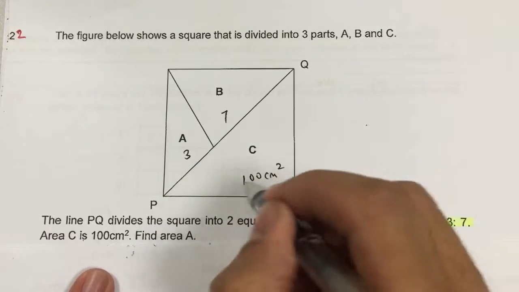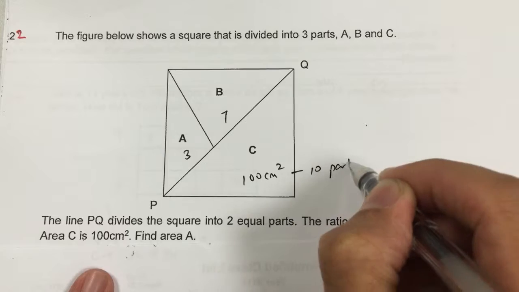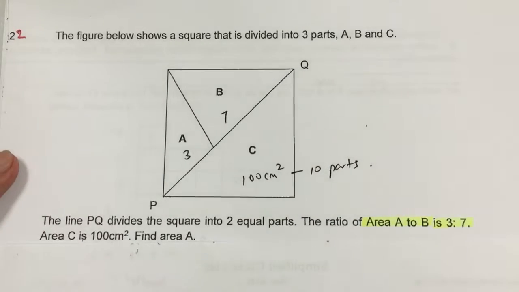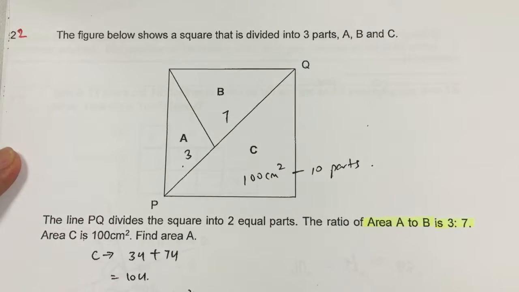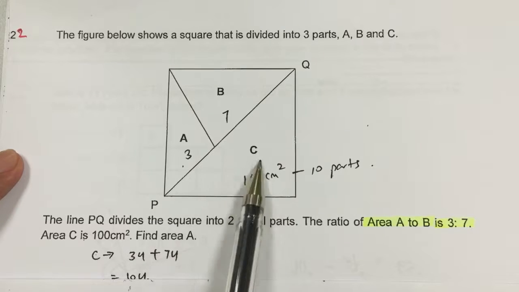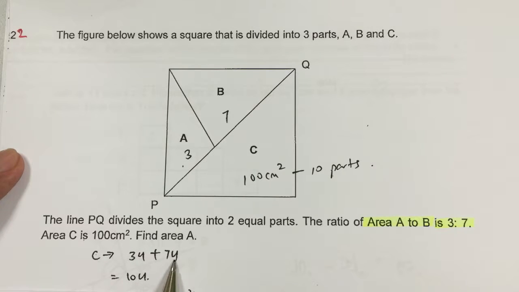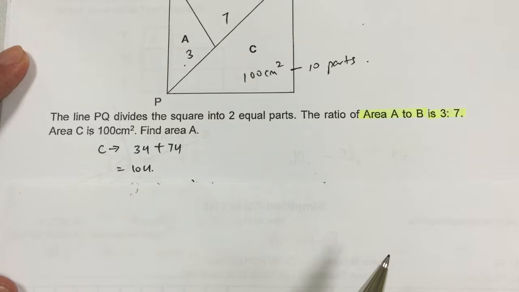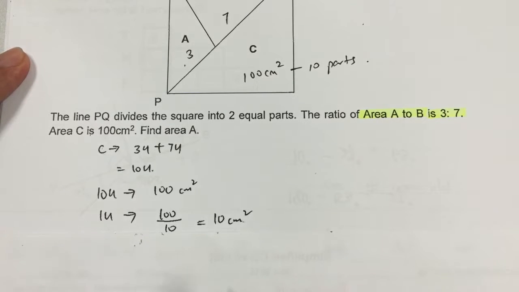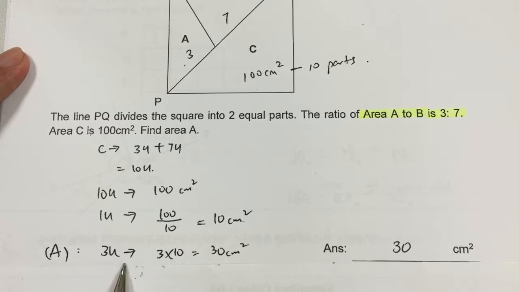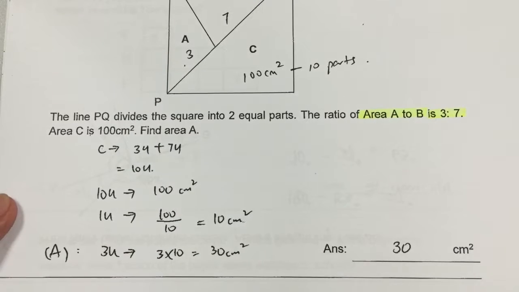So this is 10 parts. This one also will be 10 parts. Find area A. So area A will be 3 parts. So C is 3 plus 7, 10 units. 1 unit is 10 cm square. 3 units is 30 cm square. So A is 30 cm square.